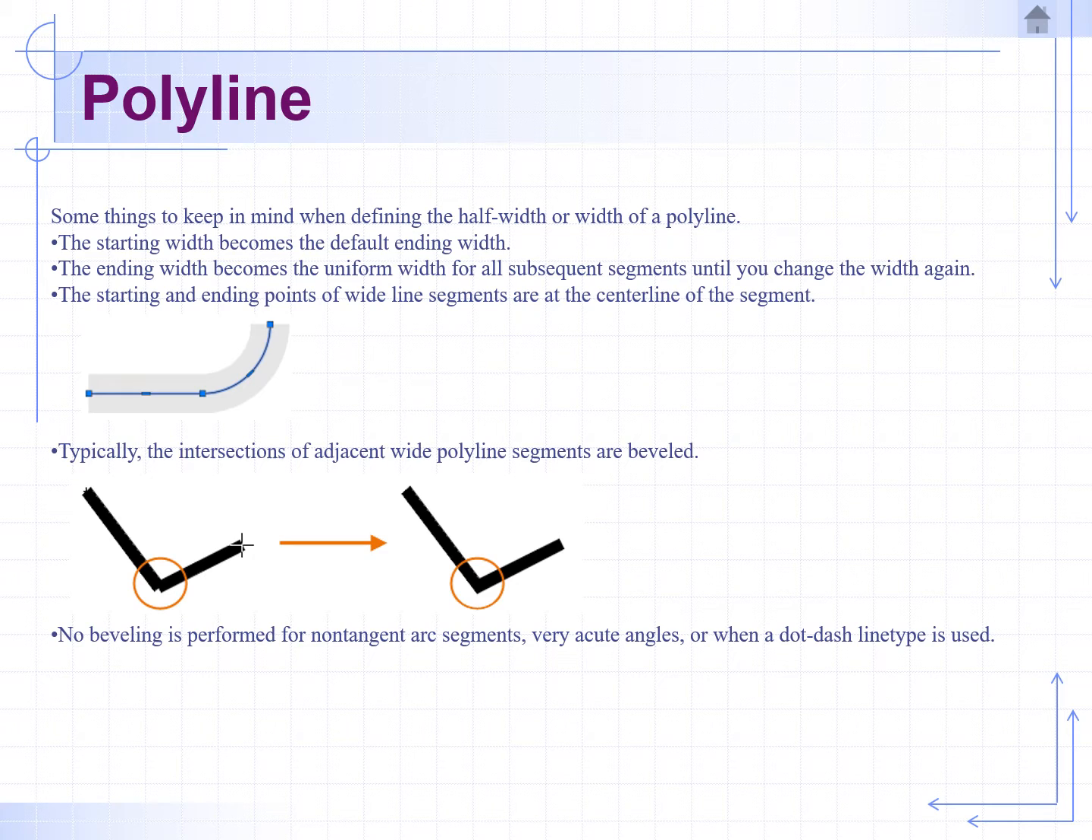Some things to keep in mind when defining half width or the width of a polyline. So the starting width becomes the default ending width, which means if you didn't want it to be the same size as the starting, you'd have to specify that. The ending width becomes the uniform width for all subsequent segments until you change the width again. And the starting and ending points of wide line segments are at the center line of the segment. Typically, the intersections of adjacent wide polyline segments are beveled, so you can see here. No beveling is performed for non-tangent arc segments, acute angles, or when a dot dash line type is used.